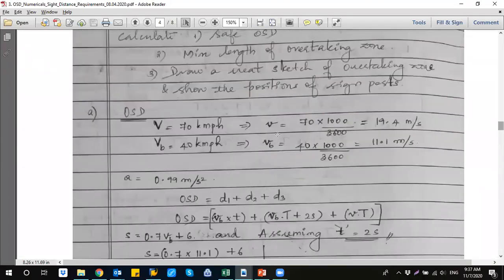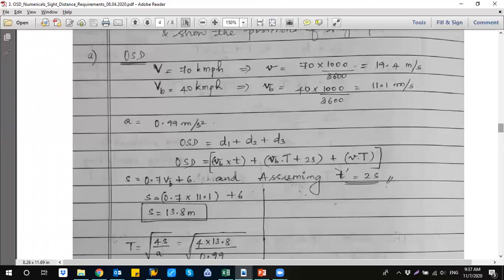So what I have done is, wherever I use capital V, it will be in kilometer per hour. And if I am converting to meter per second, it will be in small letters. Okay, make sure of that. And what will be the overtaken vehicle speed? That will be capital V suffix B. Vehicle B's speed, here I have converted to meter per second. Acceleration is also given, in meter per second square.